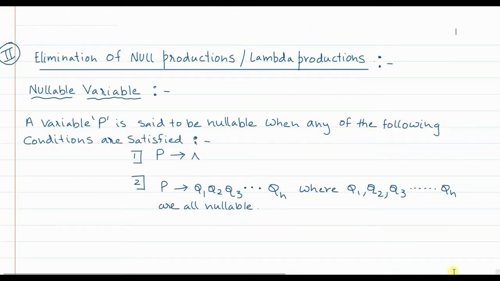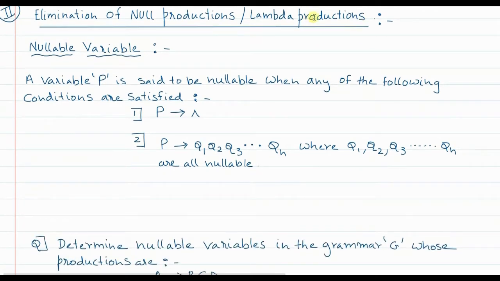The current lecture is a continuation of the previous lecture where we were discussing different methods of transformation of grammars. Now, the first step that we saw in the last lecture was elimination of useless symbols. The second step is elimination of null productions, which are also called lambda productions. Before we begin, let us see what is a null production. Even before that, let us see what is a nullable variable.